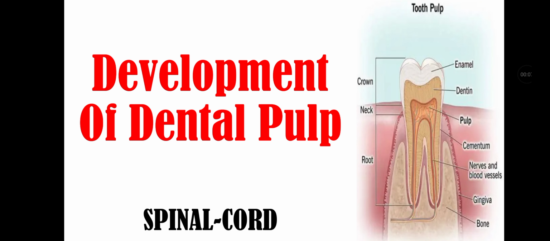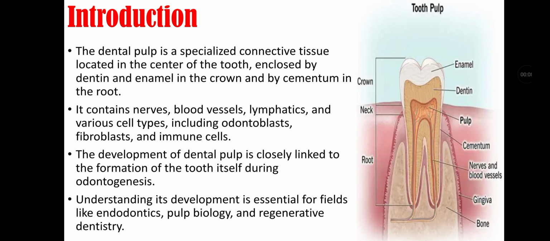So let's start our topic with introduction. Dental pulp is a specialized connective tissue located in the center of the tooth, enclosed by dentine and enamel in the crown and by cementum in the root. It contains nerves, blood vessels, lymphatics and various cell types including odontoblasts, fibroblasts and immune cells. The development of dental pulp is closely linked to the formation of the tooth itself during odontogenesis. Understanding its development is essential for fields like endodontics, pulp biology, and regenerative dentistry.